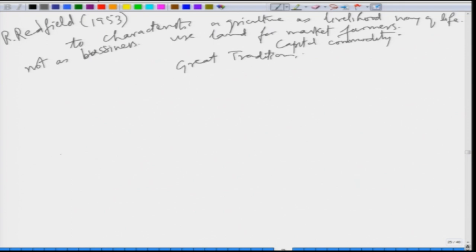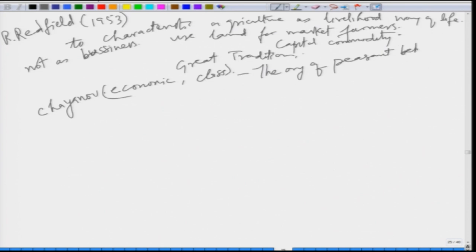If we move ahead, we have another important contribution, that is by Chayanov. Chayanov was trying to see peasantry more in terms of an economic category and more in terms of class. So, this is how the transition has taken place. When Chayanov was speaking about his contribution, he was referring to the peasantry in terms of a major shift, in terms of his famous work, the theory of peasant behavior.